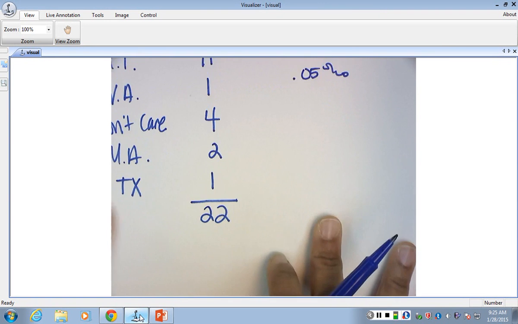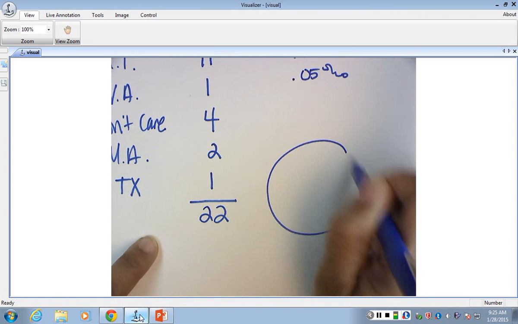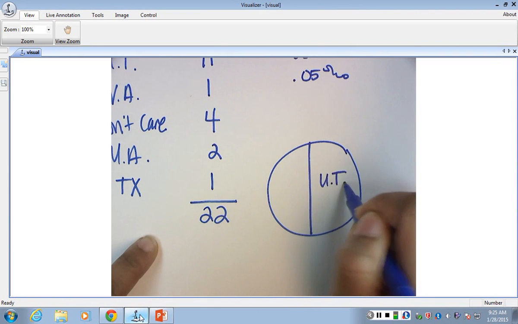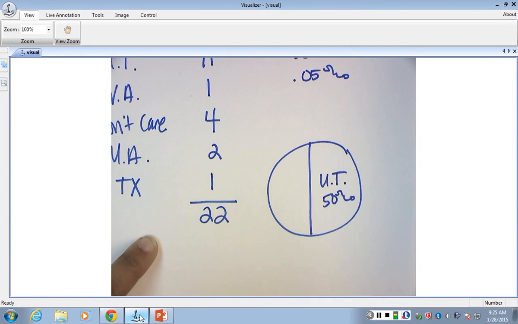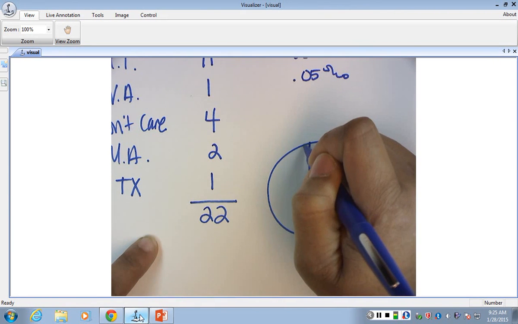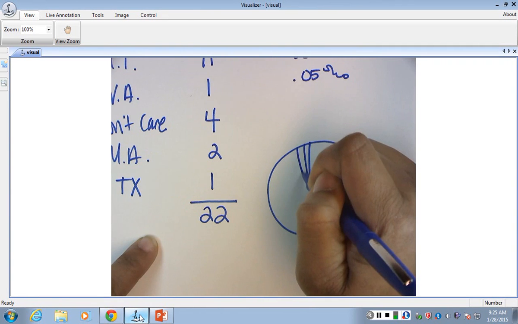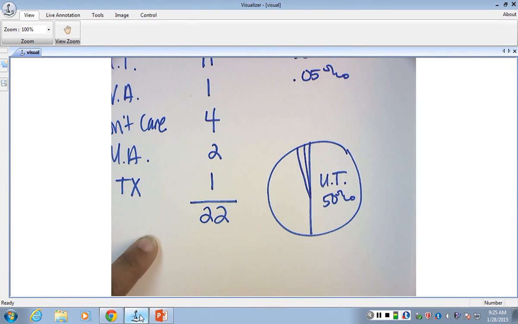So what do you then do? You then make your circle. Obviously, this is the UT people over here, 50%, right? And then a little sliver, and another little sliver, Texas, right? So you got it. That's how you make your pie chart.